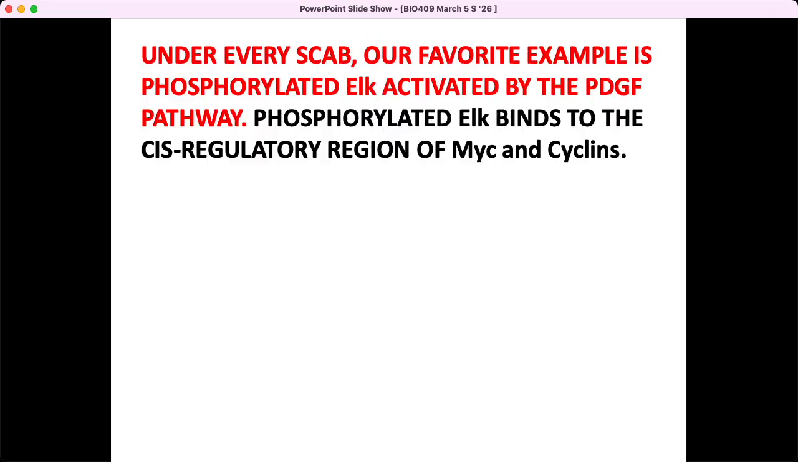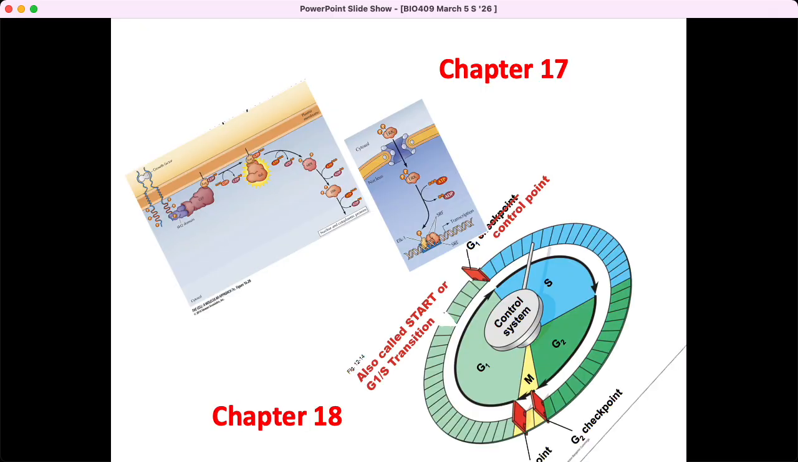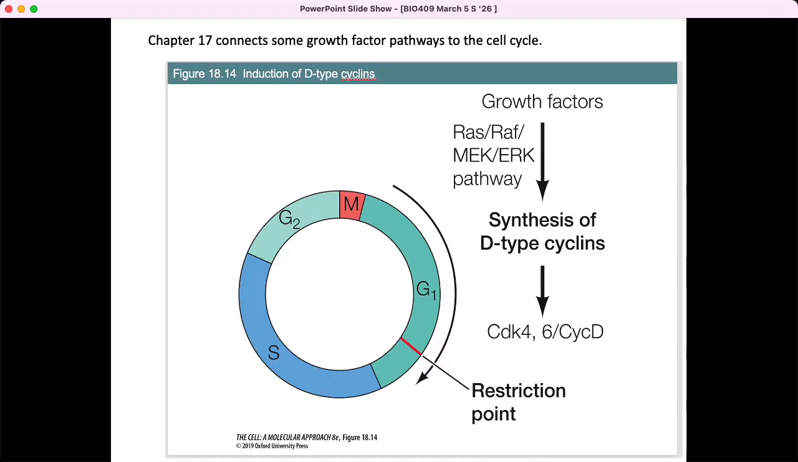But just to see that a little bit, our big favorite is phosphorylated Elk working with SRF to activate MIC and cyclins and so forth. And so again, we can tell a nice long story there about all the steps to get the cells into S phase. Our book shows that. We've shown that pathway a couple of times.